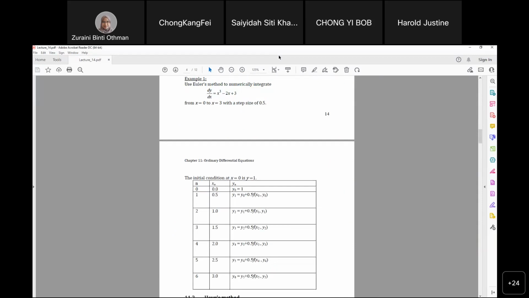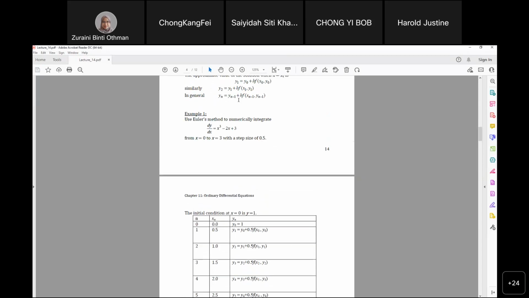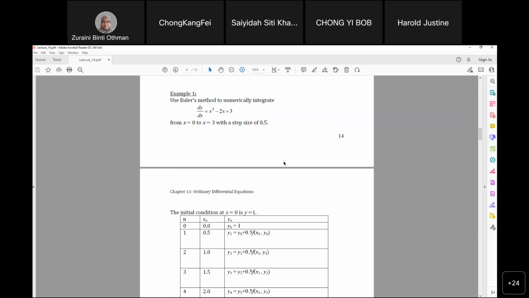Okay, meaning that the data I drew just now is 0.5, 1, 1.5, 2, 2.5 and 3. And this is coming from the initial condition. They already gave you the initial condition. Okay, look back at the general formula. What is the general formula? Okay, I will write it back here.